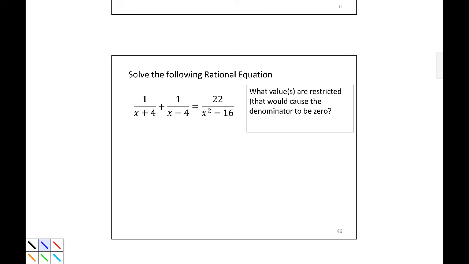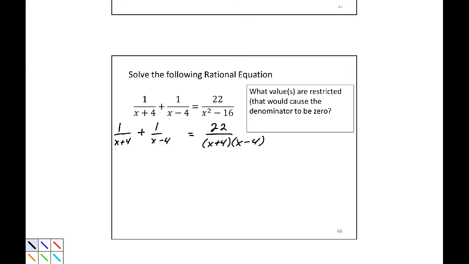Our first example, solve the following rational equation. 1 over x plus 4 plus 1 over x minus 4 equals 22 over x squared minus 16. The first thing we need to do is factor the denominator, actually the far right denominator. This is going to factor as x plus 4, x minus 4. So we'll keep all the rest of that. It's 1 over x plus 4 plus 1 over x minus 4.